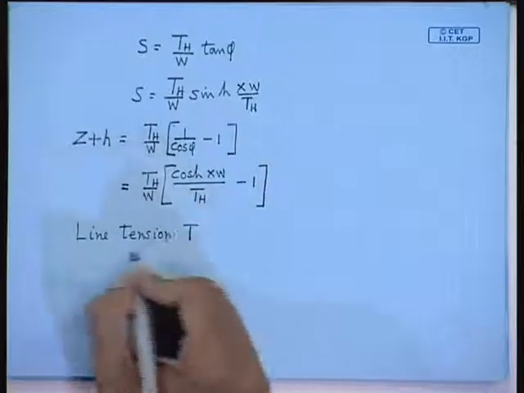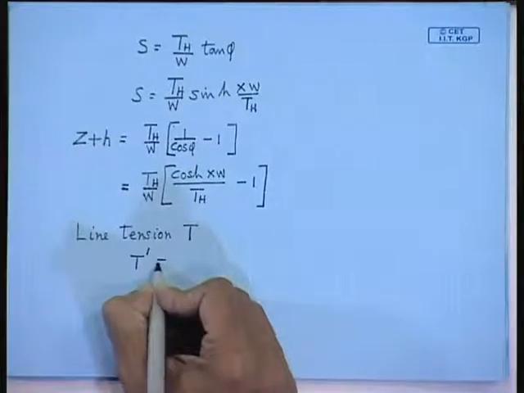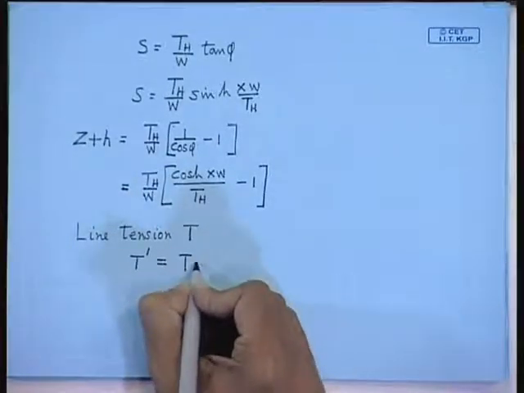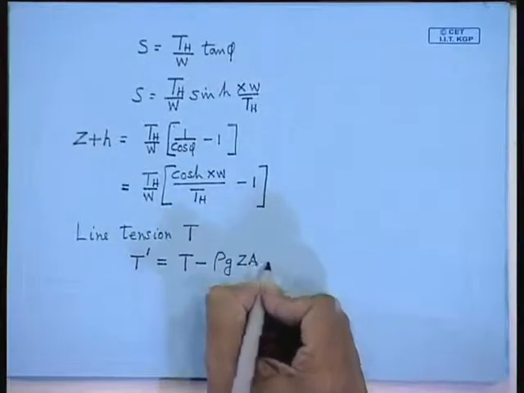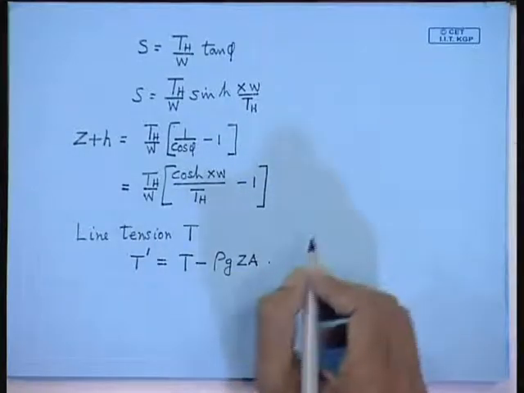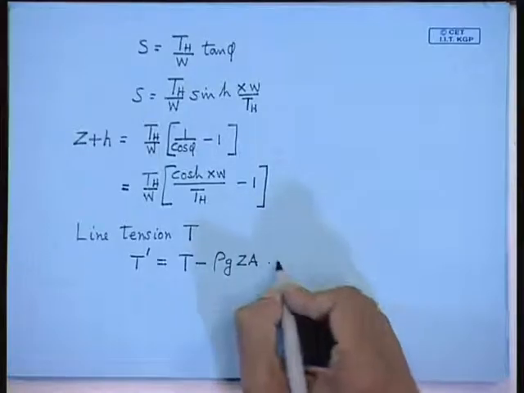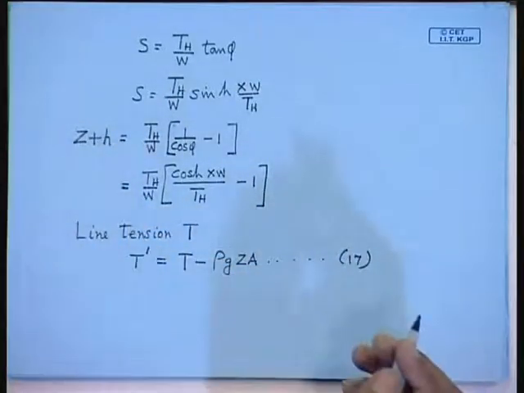So, I will just give you the expression. Your line tension T you can find out from the corrected tension, that is T prime is equal to how much? T minus rho g z a. Now, you find out from this expression. And the other expression that you require. So, this is 15, 16 and this, let us say, you put as 17. The other expression will be your z plus h equation.